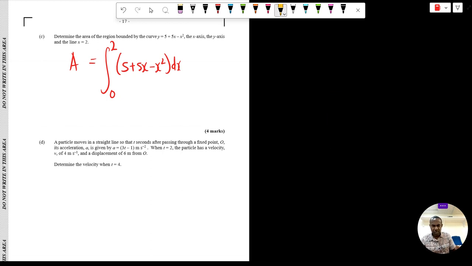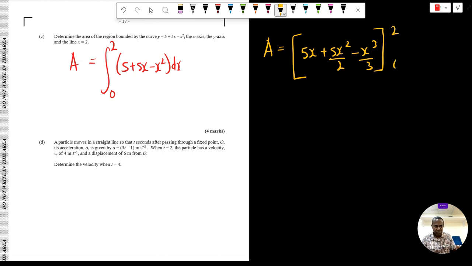And so we see that a equals, so when we integrate that, we're going to get 5x plus 5x squared over 2 minus x cubed over 3 to be evaluated between 2 and 0. Now, whenever we substitute 0, we must notice that each term inside the brackets includes x. So substituting 0 is just going to give us 0. So we just leave out that part.